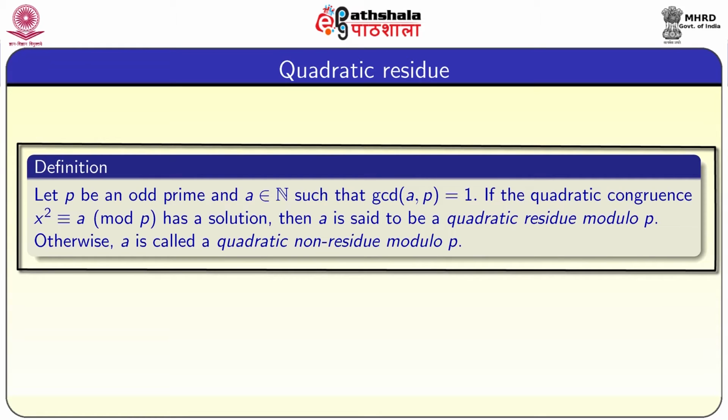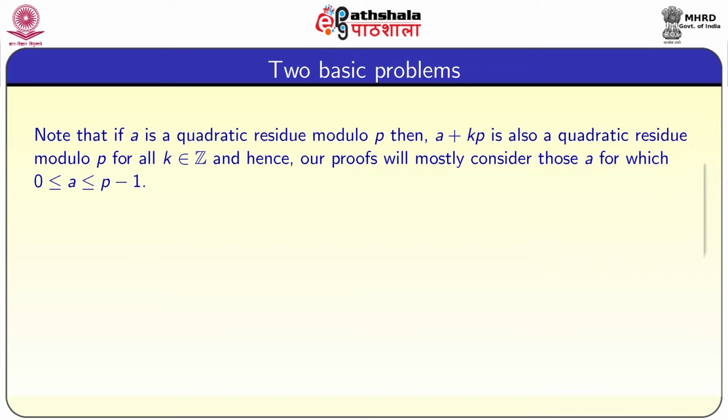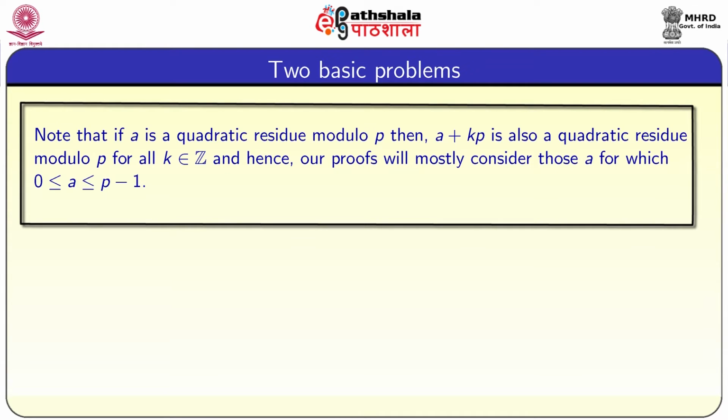Usually, whether a is a quadratic residue modulo p or a quadratic non-residue modulo p, it is required that the GCD of a comma p should be 1. Note that if a is a quadratic residue modulo p, then a plus kp is also a quadratic residue modulo p for all k belongs to Z. Hence our proofs will mostly consider those a for which 0 is less than or equal to a is less than or equal to p minus 1.